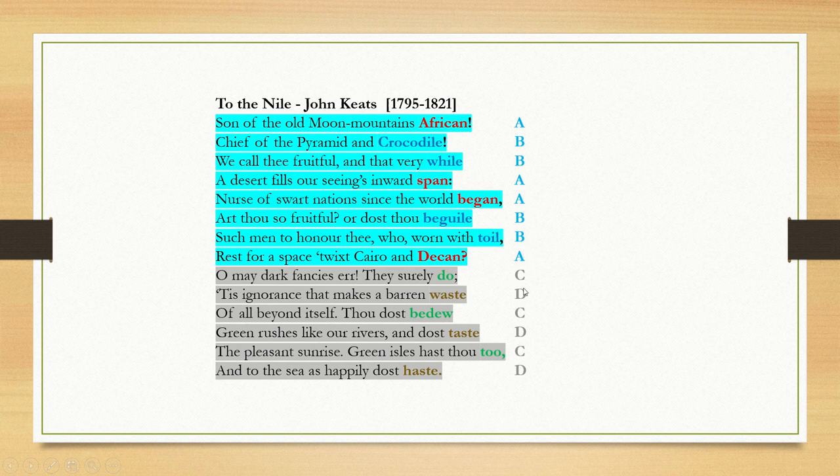A B B A C D C D C D, and there is another optional way, that is a C D E pattern also. In the sestet, the rhyme pattern can be C D E. So A B B A A B B A C D C D C D, or A B B A A B B A C D E, the pattern can be like that in Petrarchan sonnets.